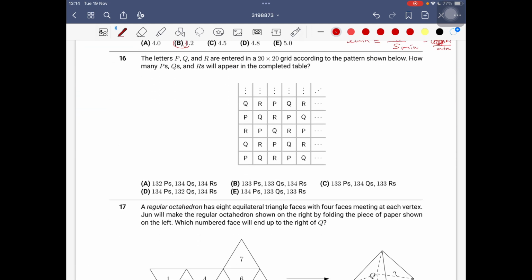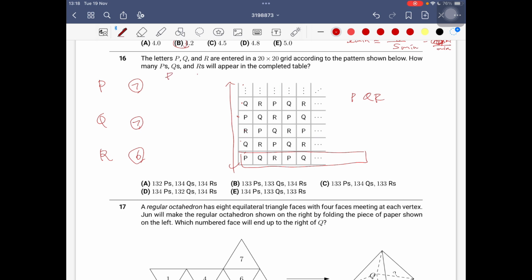Number 16, letters P, Q, R, a 20 by 20 table, P's, Q's, R's appear in the completed table. So 20 by 20. I'll start like this. So this is PQR, PQR, PQR, PQR. Out of 20 rows, there will be 6 lines that start with P, and 7, P, Q, R, PQR, PQR, and PQ like this, 7, 7, 6. So this is how we start.